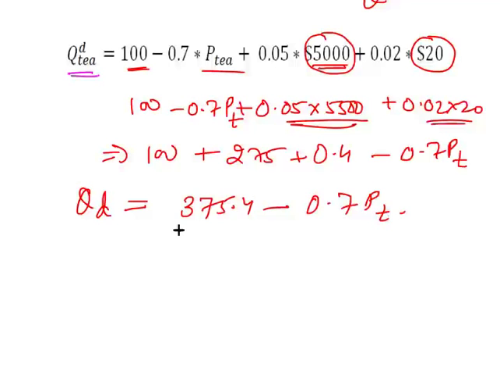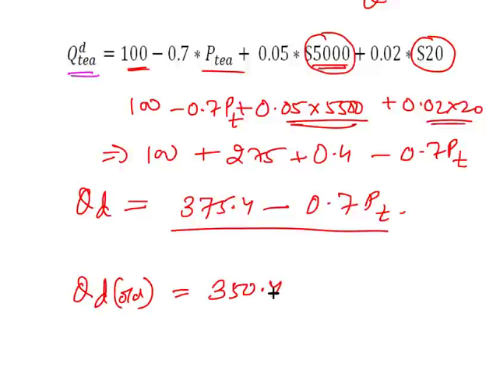So note that earlier we had, what was it equal to? It was 350.4. So the quantity demanded old was 350.4 minus 0.7 into price of tea. The quantity demanded new is 375.4 minus 0.7 into price of tea.